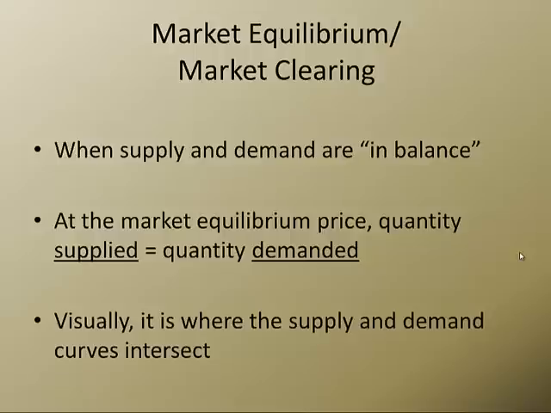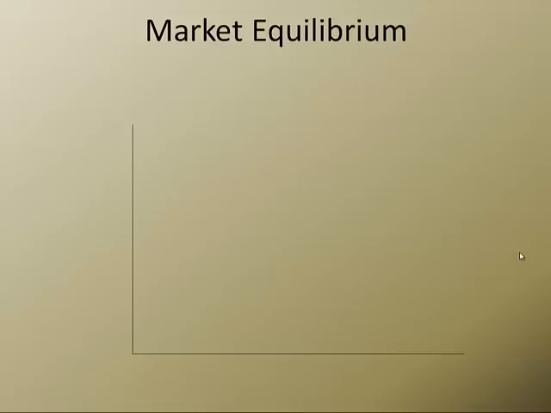Alright, so we're going to talk about a pretty important concept called market equilibrium, also known as market clearing. It's a price where quantity supplied equals quantity demanded. So that's really cool because there's just enough stuff being produced that everybody who wants some gets some, there's none left over, and there aren't any people who want stuff who can't get it. And it's going to be really easy to see on a graph. It's where the supply and demand curves intersect.